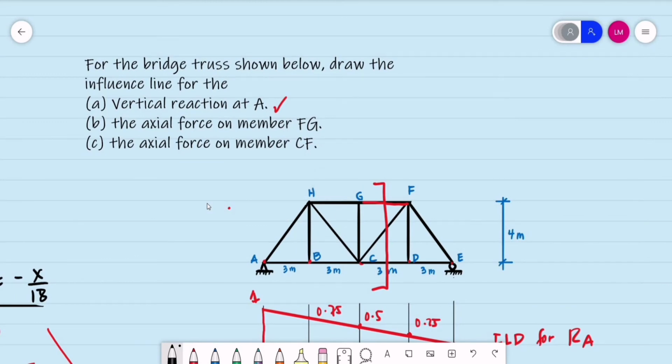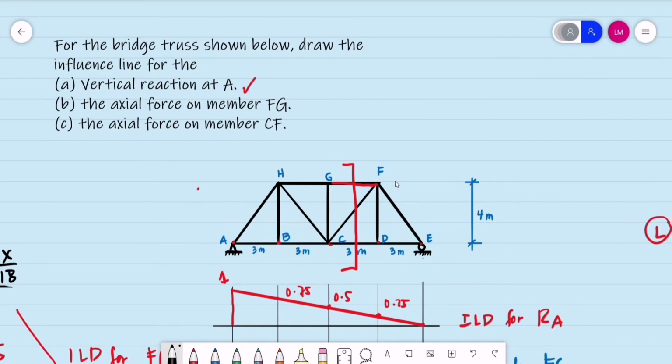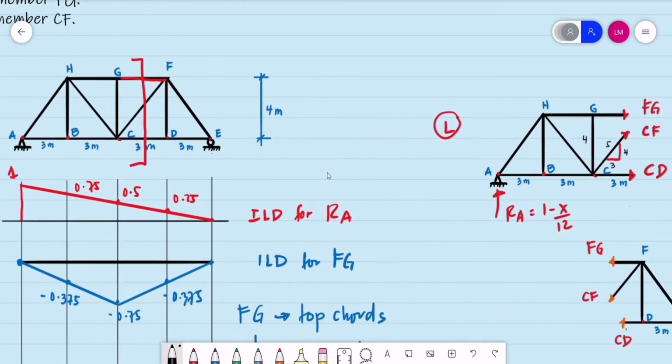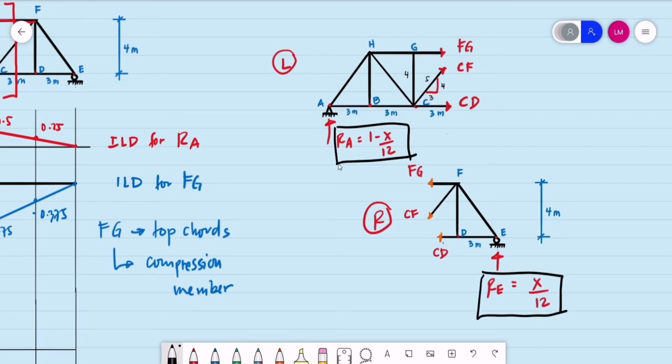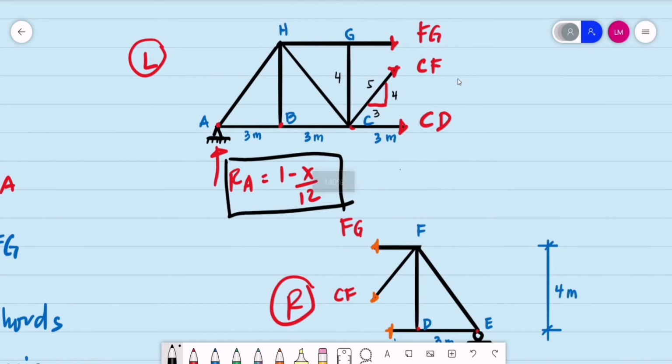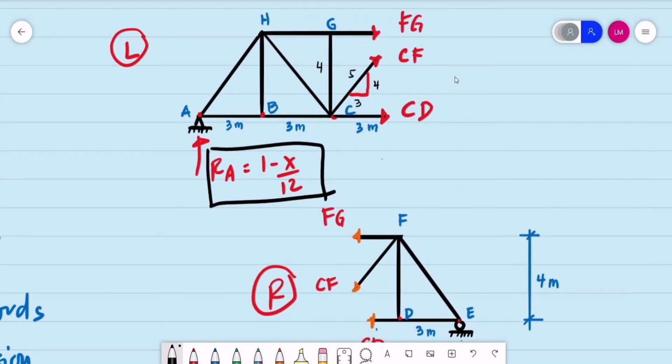So for letter C, the axial force on member CF. Since member CF is one of those cut sections earlier, we are to separate again the left side and D, this one is the right side, including the support reactions. We have the RA and the R sub E. Member CF is an intermediate member, so sometimes it is under tension or sometimes it is under compression. Let's say its slope is 3 horizontal, 4 vertical.